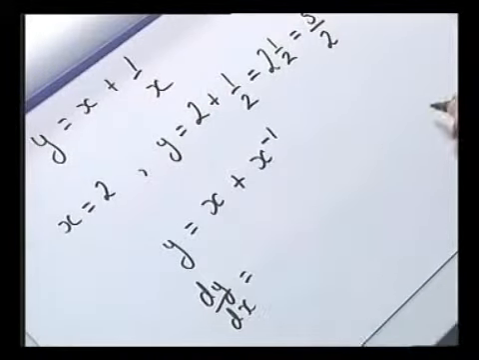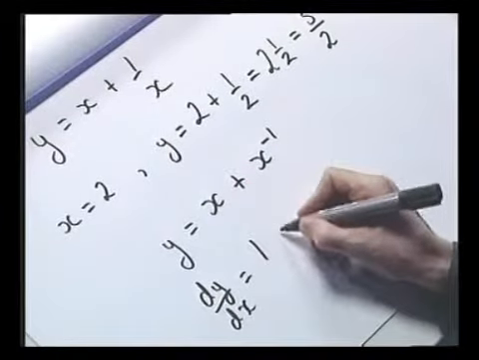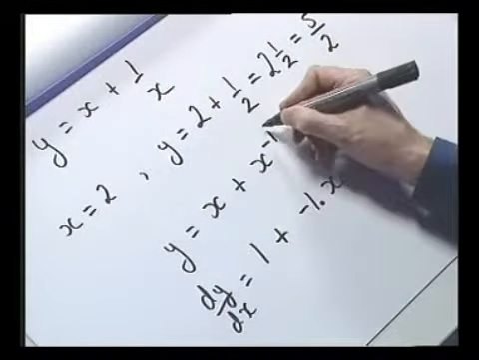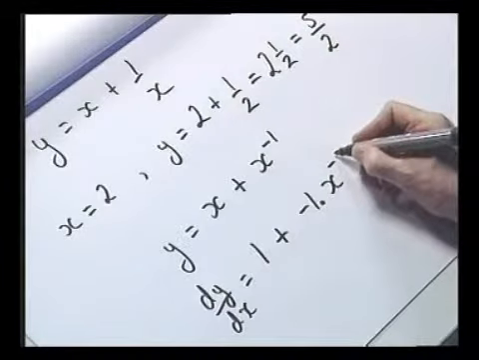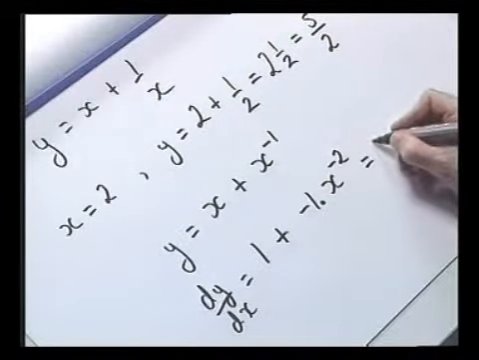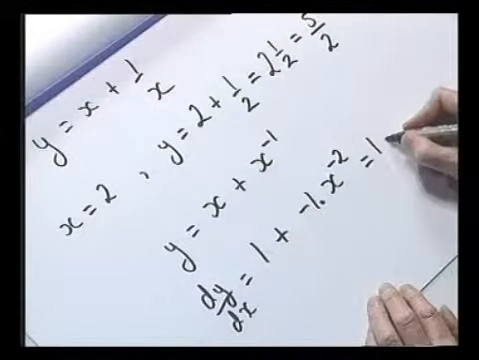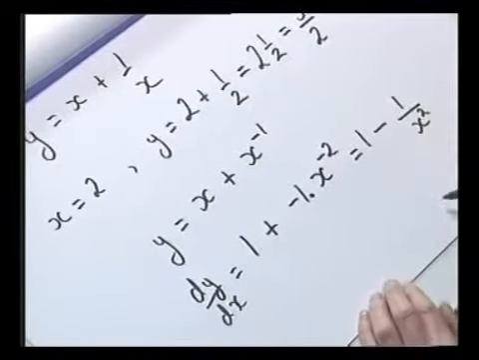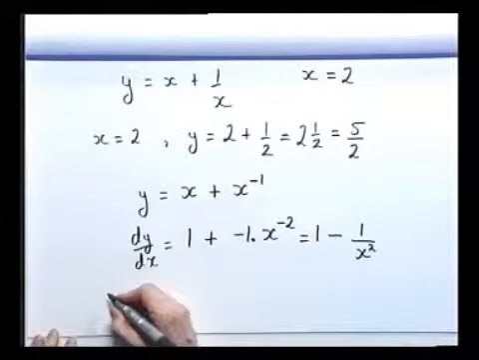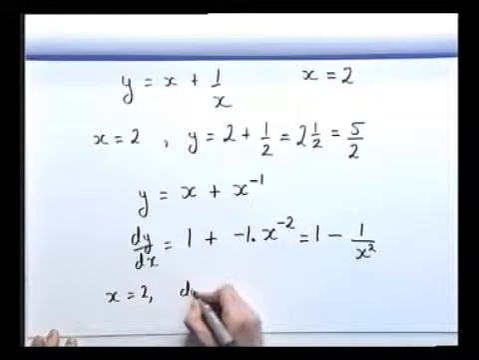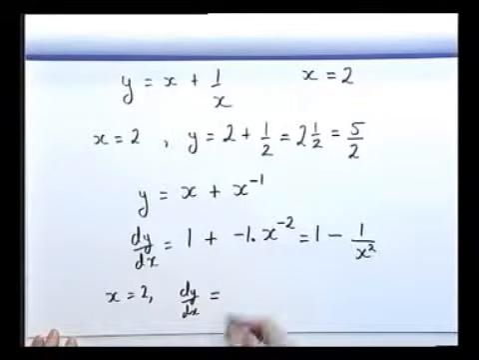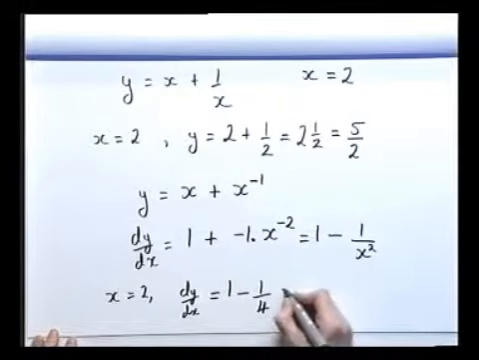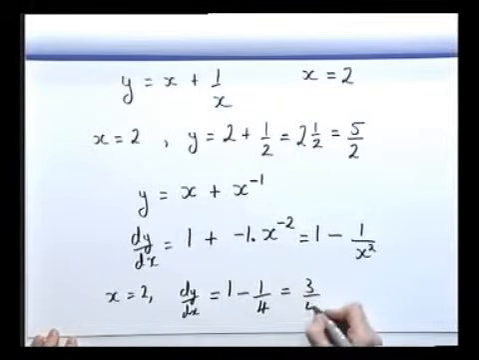dy by dx is equal to, the derivative of x is 1, plus, and to differentiate this, we multiply by the -1, and we take 1 away from the -1 to give us a power of -2. So that's 1 plus, and a minus gives us a minus there. 1 over x to the -2 means 1 over x squared. x is equal to 2, and so my gradient dy by dx is equal to 1 minus 1 over 4. 2 squared is 4, and 1 take away a quarter leaves me with 3/4.